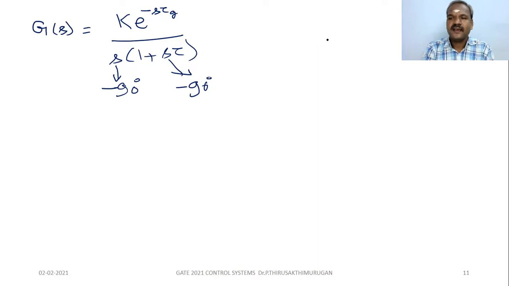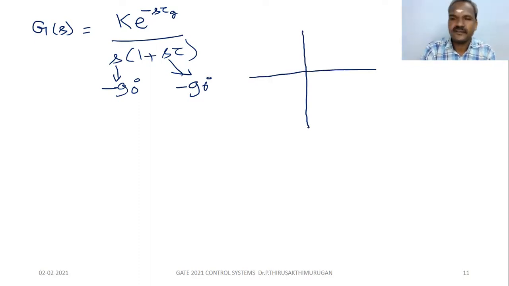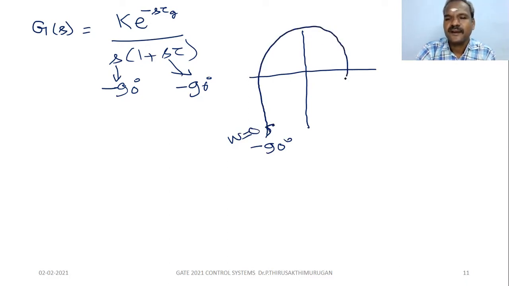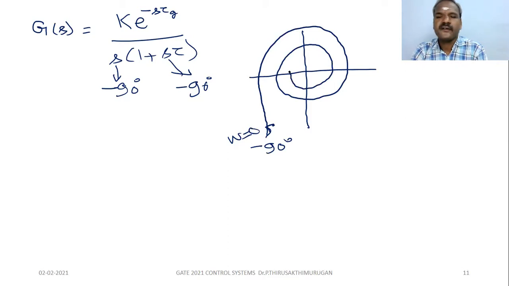So what will be the polar plot? The polar plot for this transportation first order type 1 system starts at minus 90 when omega is 0. It starts here, same circle formation, but where does it end? It ends at the 0 degree, right?